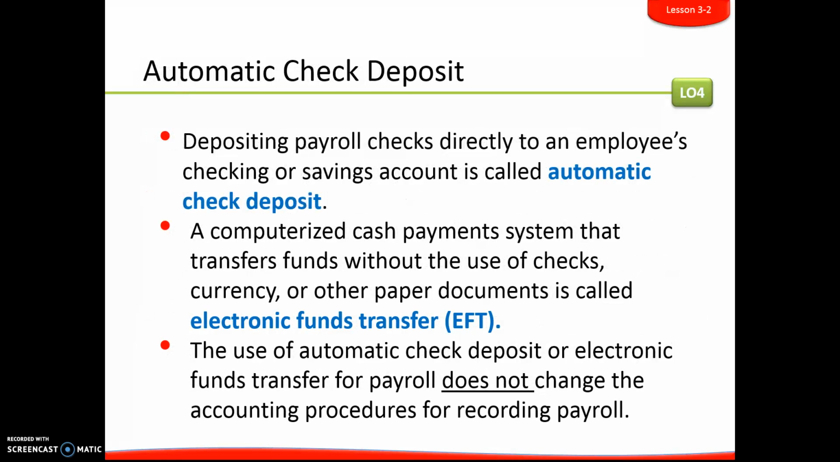So there are two ways that we can pay our employees. One is by depositing our payroll checks directly into the employee's checking or savings account. We call that an automatic check deposit. It's one of the EFTs, which we've talked about before. They're just computerized cash payments. Of course, you can actually send a physical check to the employee as well. Those are the two ways. Regardless of which one we use, it doesn't change our accounting procedures for recording our payroll or paying our payroll. But just so that you're aware, there are multiple ways that you can pay employees.